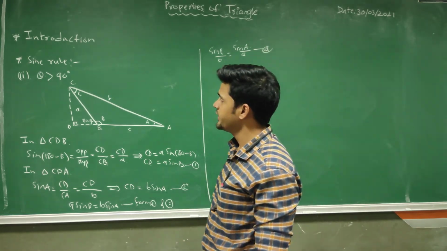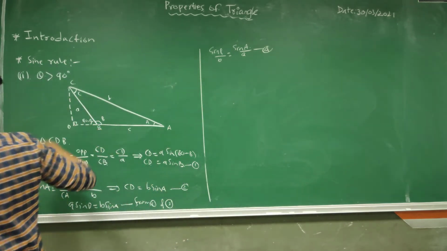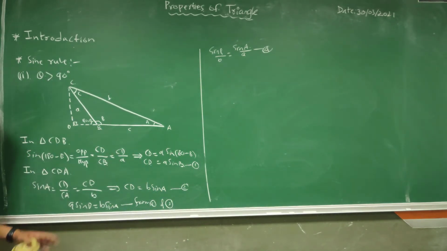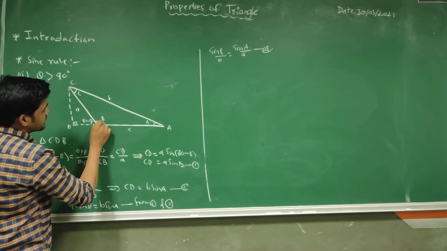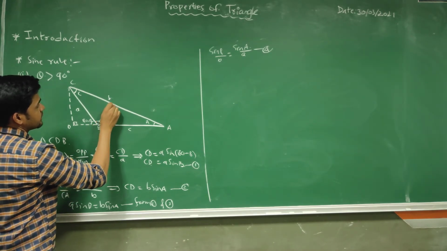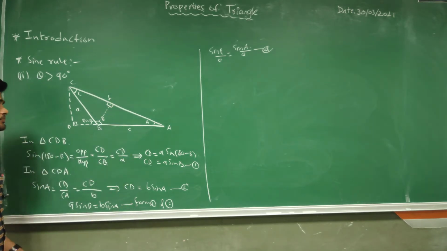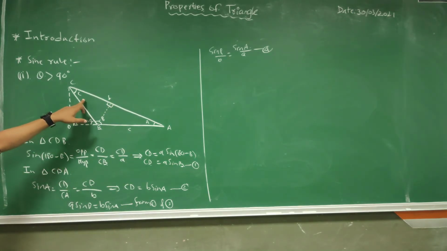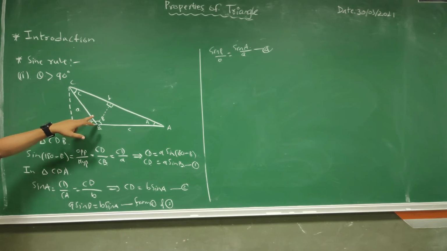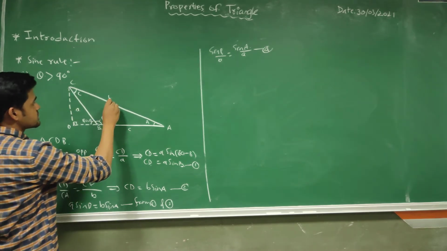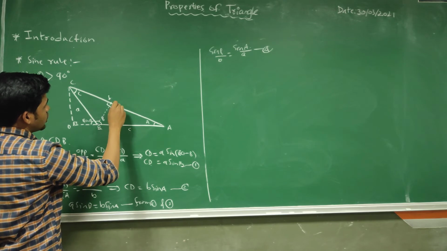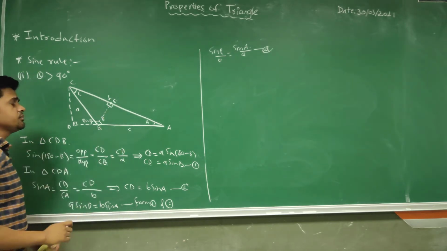Now we didn't apply sine over C. If we want to apply it over C, then we have to make a right angle triangle again. So if I am drawing a line from here, I will get two right angle triangles. So we have one right angle triangle. Let's suppose this point is called point E.